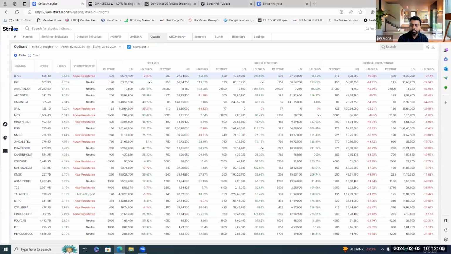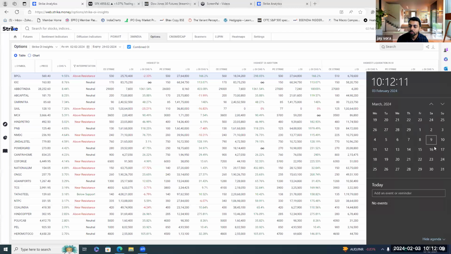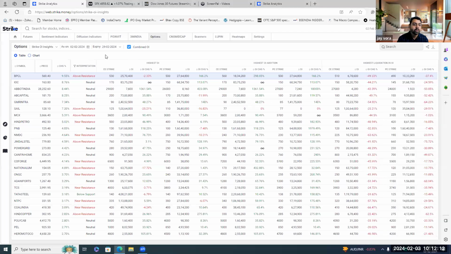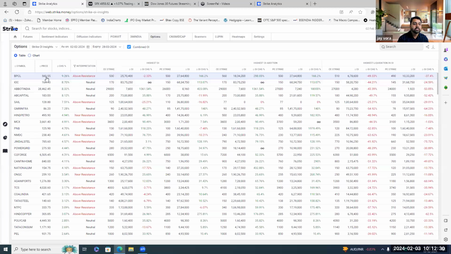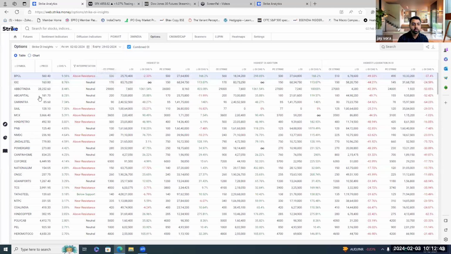Now, if I am doing some other expiry, say for example, the March expiry is on 28th of March, which is over here, you will see the change in rates over here. So now the price that you are seeing is according to the March expiry. All this will change dynamically based on whatever expiry you are choosing.